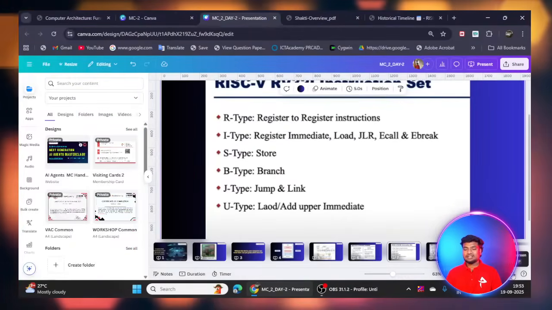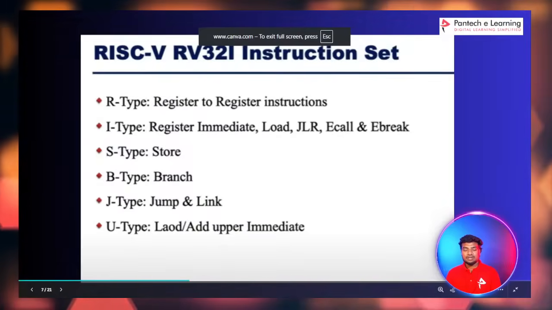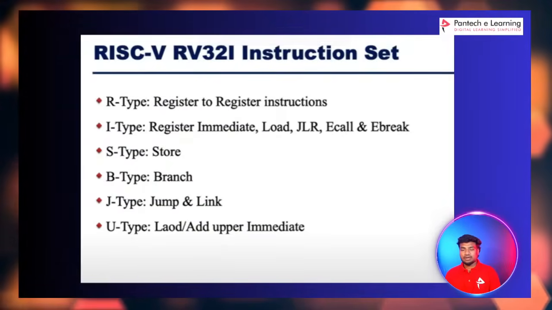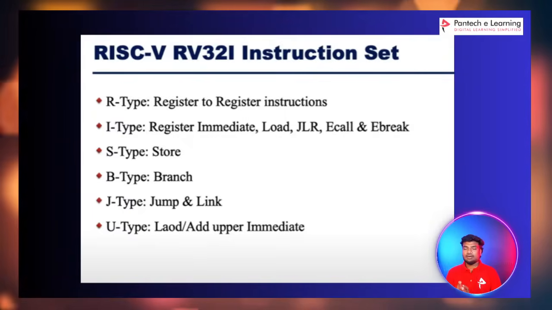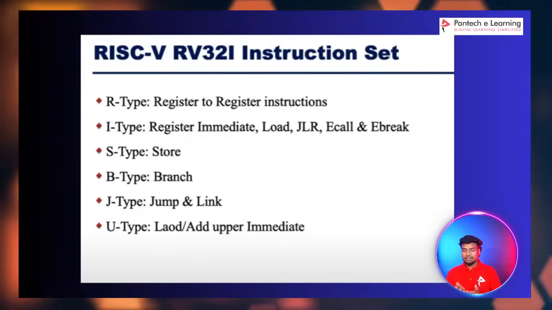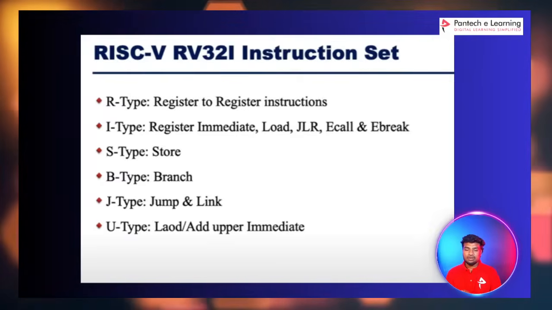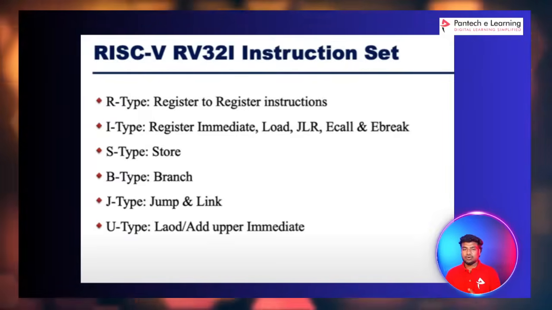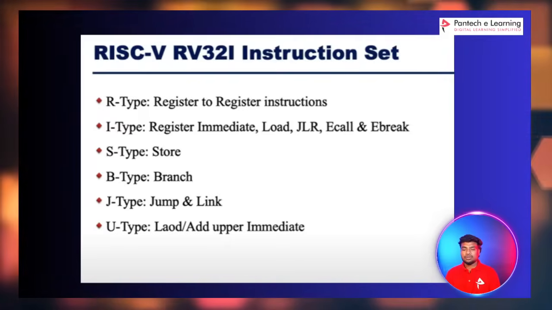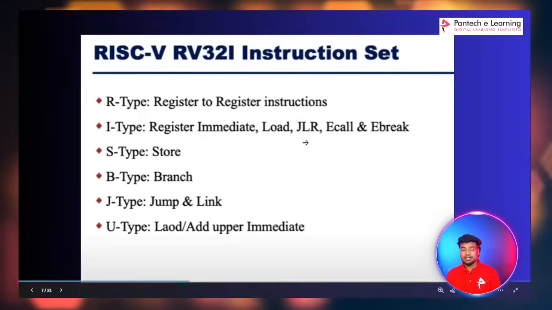So these are the instruction types of the ISA: R type, I type, S type, B type, J type, U type. If you want to learn the ISA of RISC-V, I will post a dedicated video for the RISC-V architecture. Okay, if I take it up, it is a very huge topic. So I will just give the overview of the ISA only. It has a lot of types: R type, I type, S type, B type, J type, U type.